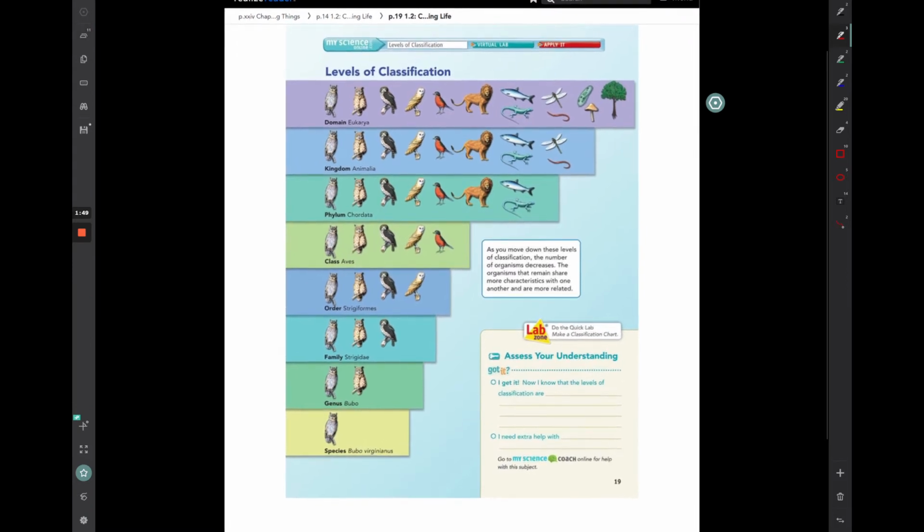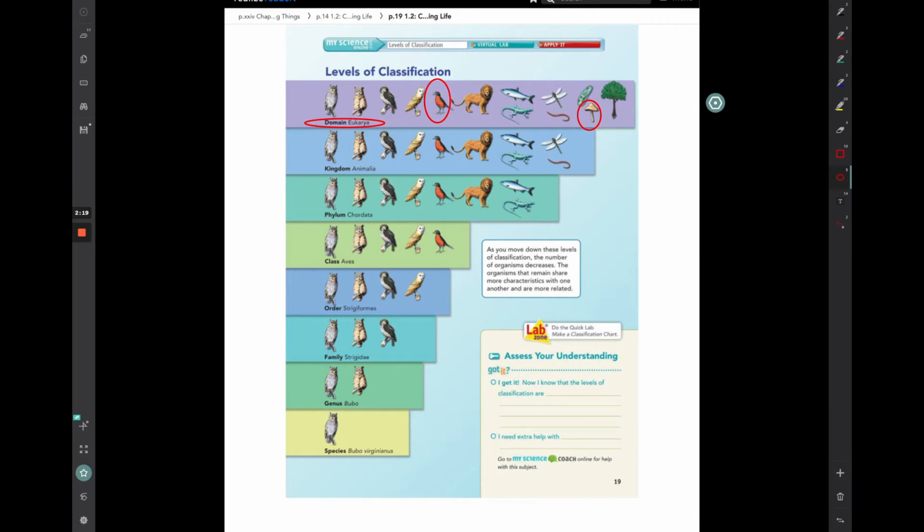So we saw that the most general category is the domain. For example, there is the domain Eukarya. And these are some examples of organisms that you might find in that domain. You can see that some of them are not very closely related at all. This bird is not very closely related to this mushroom, but they are all in the domain Eukarya.